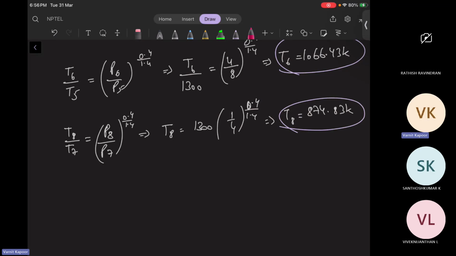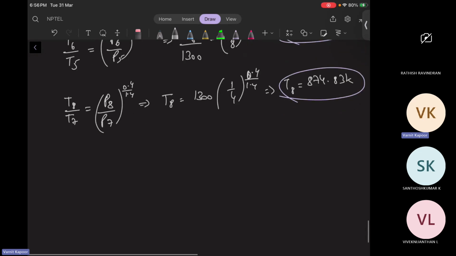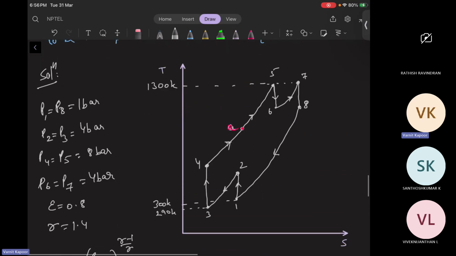All right. So T8 we have got. Now, what is the effectiveness given to you? Effectiveness of a regenerator is 0.8, and that is nothing but how much the temperature has actually increased to the maximum temperature it would have increased. So TA minus T4, from here to here, and it would have increased from T4 to T8. T8 minus T4. Okay, here too.